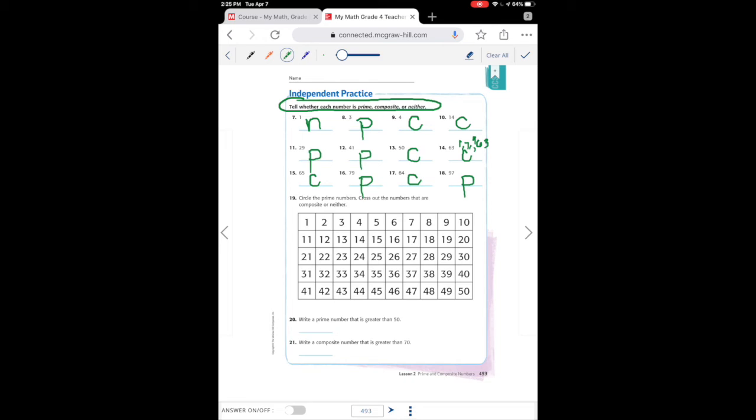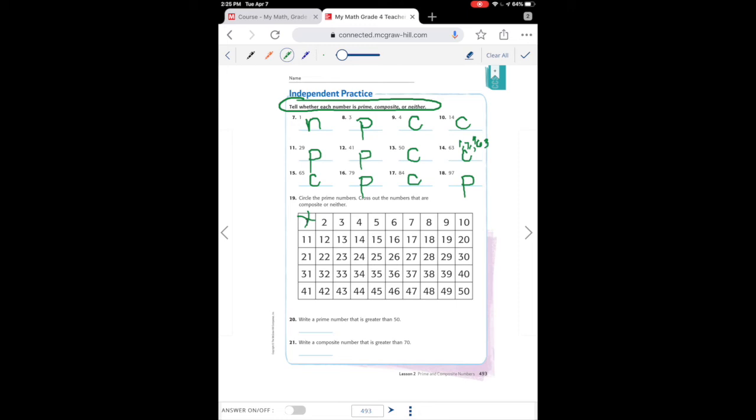Number 19, circle the prime numbers, cross out the numbers that are composite or neither. All right, let's start at the beginning with number 1. What do we know about number 1? Number 1 is the only number that is not prime or composite, so it is neither. So we're going to put an X through it.